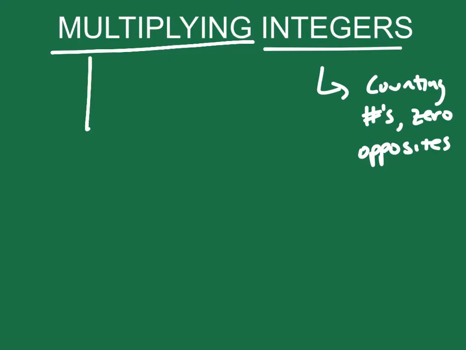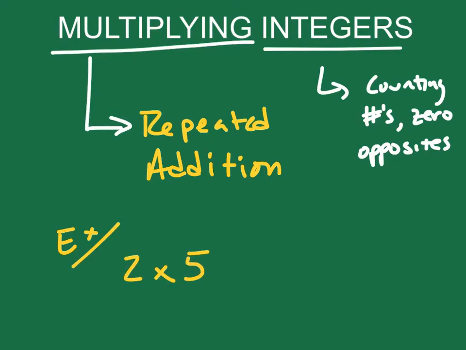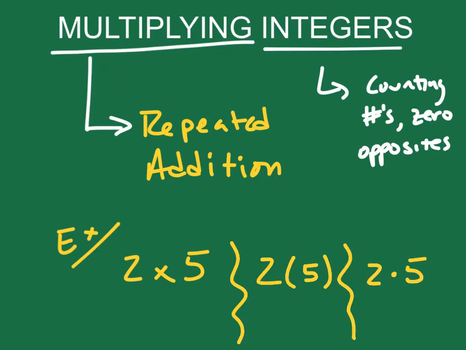Now remember that multiplying is simply just repeated addition, all right? Let's just start simple here. Let's just look at an example. Let's just jump right in, okay? So when we talk about multiplying, let's say I'm going to do 2 times 5. I can write that as 2x5. I could also write that as 2 parentheses 5, and I could also write that as 2·5. These all mean the same thing, that you're multiplying 2 and 5 together.